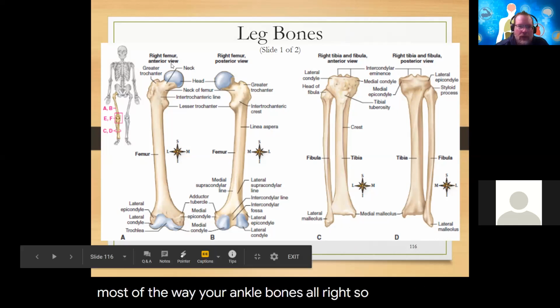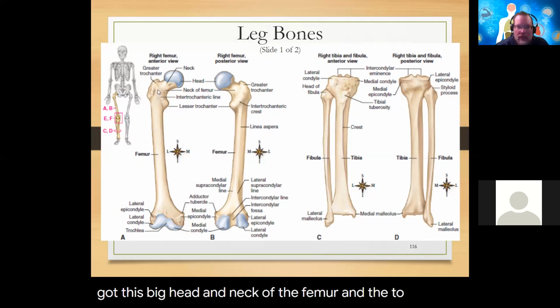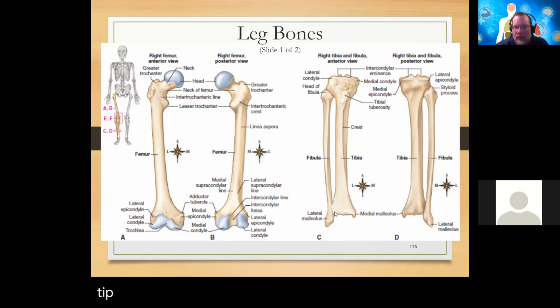All right, so anyway, you've got this big head and neck of the femur and the two trochanters. These are big muscle attachment sites. Okay. With the tibia and the fibula, we've got the two hammer aspects. They're called a malleolus. Malleolus means little mallet, which is like a hammer. So what you've called your ankle bones in the past, right?